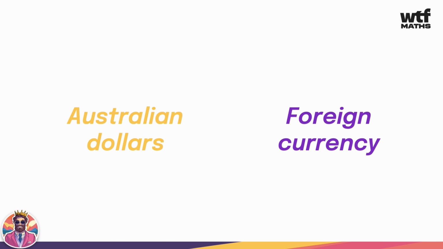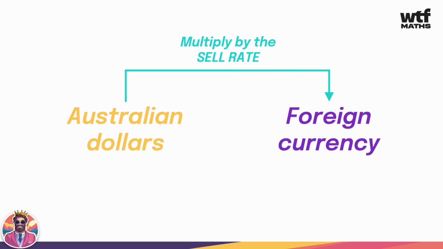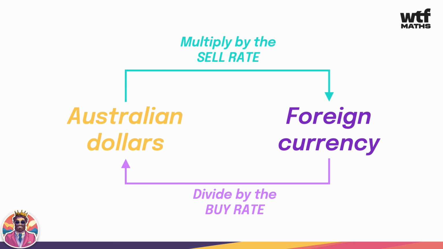So let's adjust the chart we made before. If we want to go from Australian dollars to foreign currency, we're going to multiply by the sell rate. And if we want to go from foreign currency back to Australian dollars, we're going to divide by the buy rate.